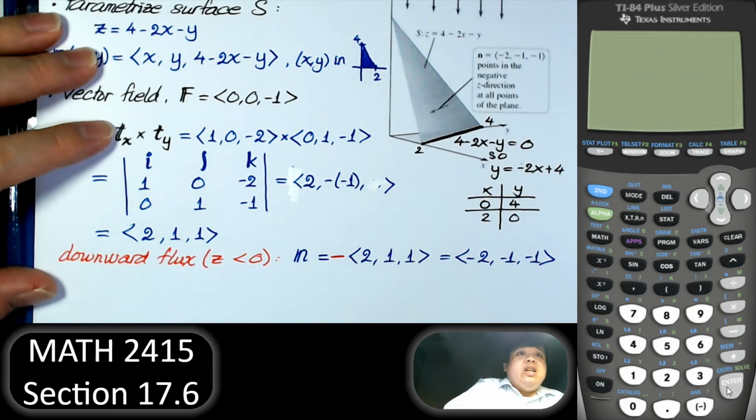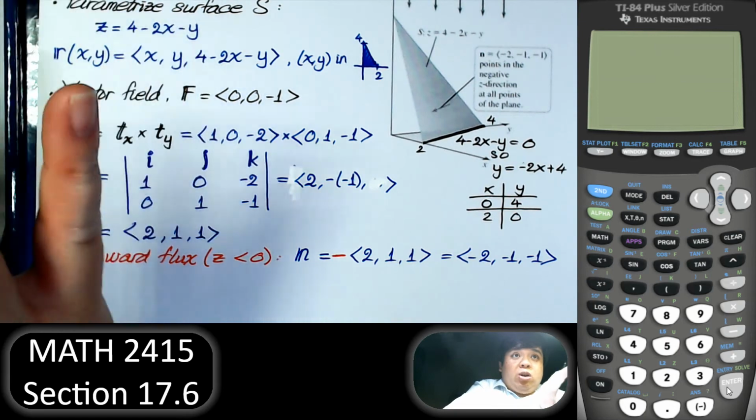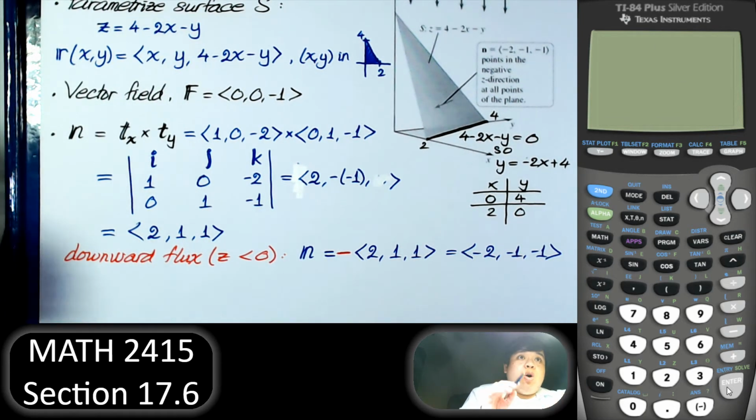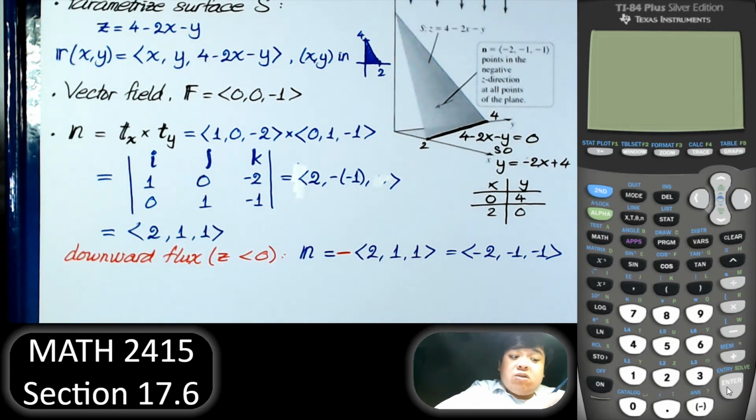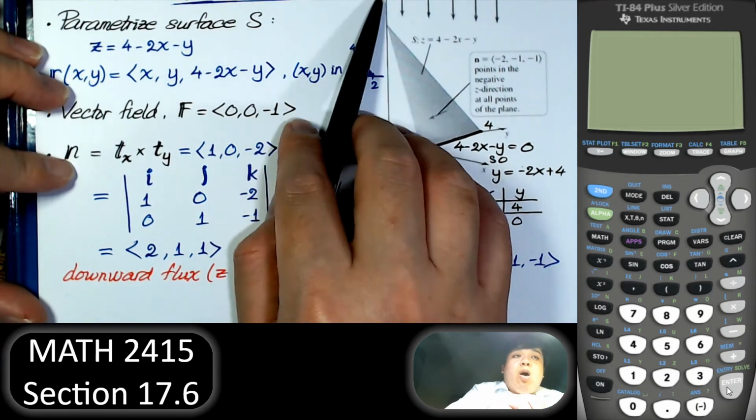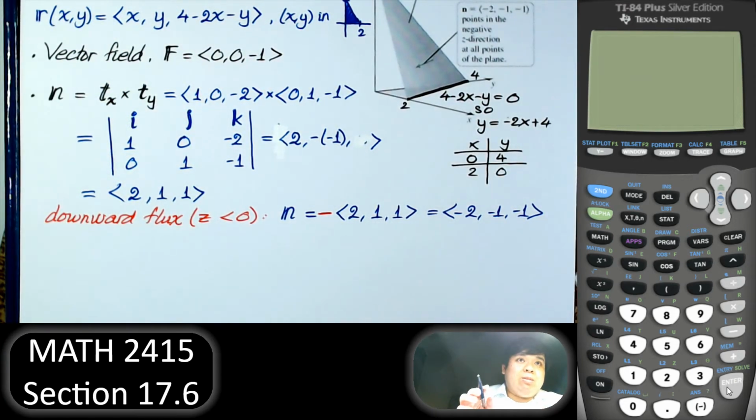So for the surface integral in the vector form, always read the question and determine, do we need to keep the normal vector or do we want to reverse it? That is very important. In this case, we need to reverse it because the problem says z is negative, so we have to turn that to negative. Right, so we have the normal vector.